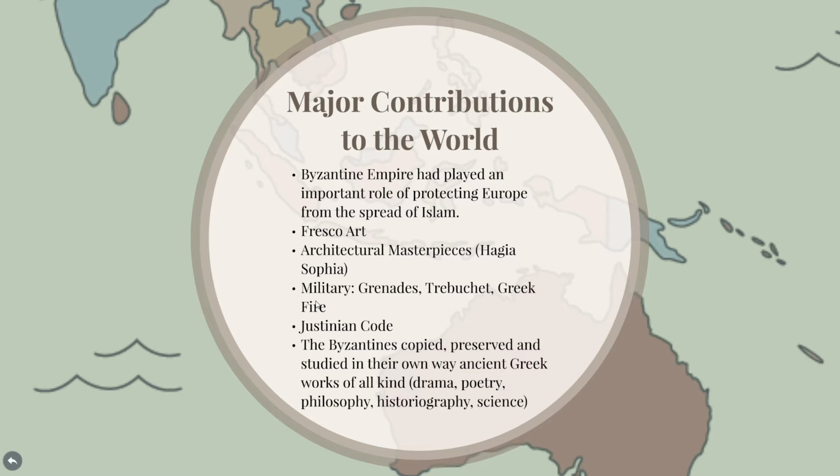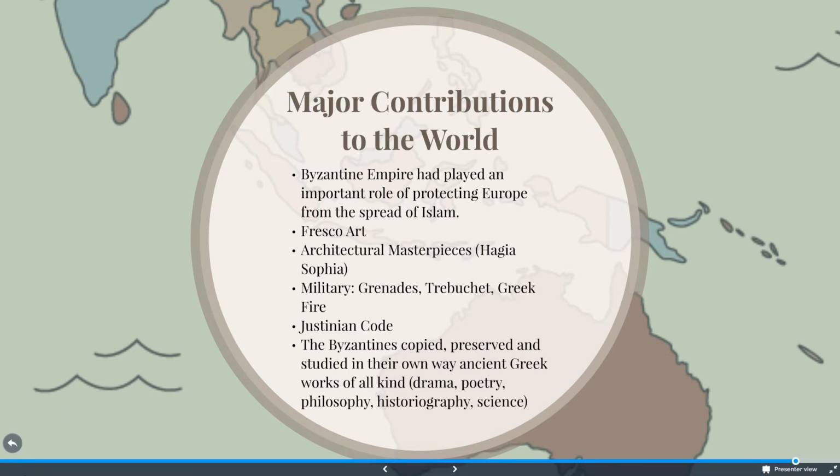There were some architectural masterpieces such as the Hagia Sophia, which again we will look at in class, but still stands today even after it was converted into a mosque. It kind of shows how beautiful the art was back then. The military created things such as grenades, tributes, and Greek fire, which is, oh my gosh, a flamethrower that was used in naval battle.